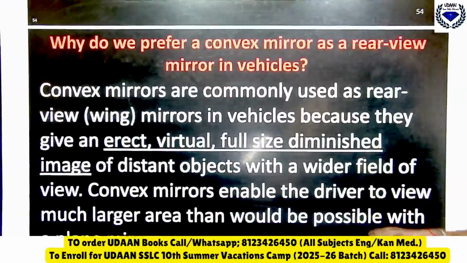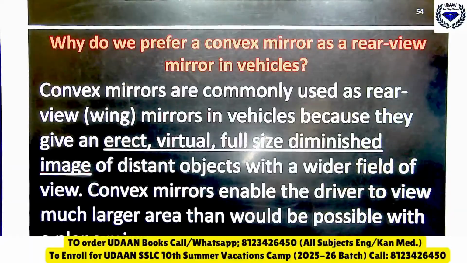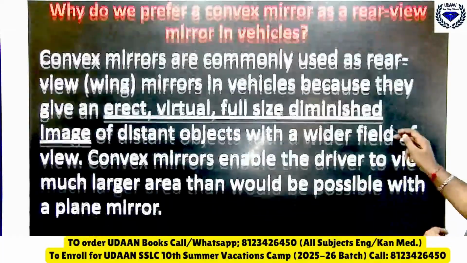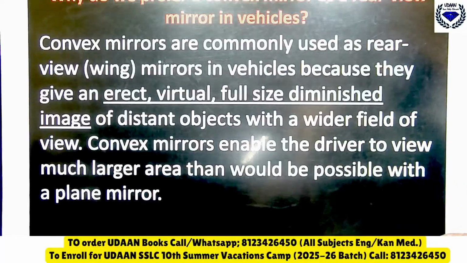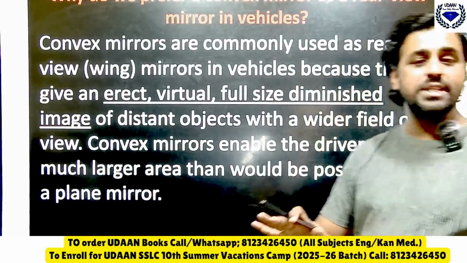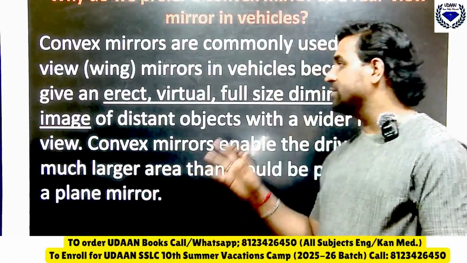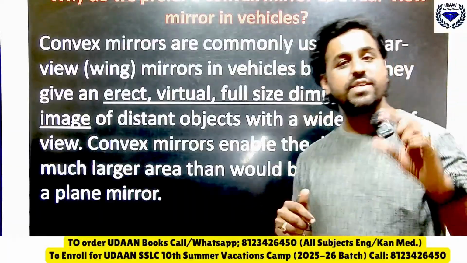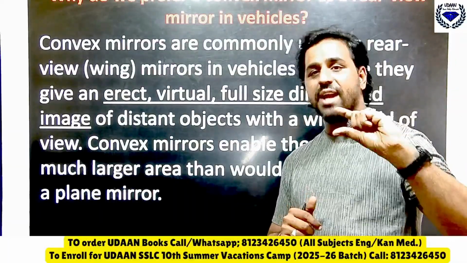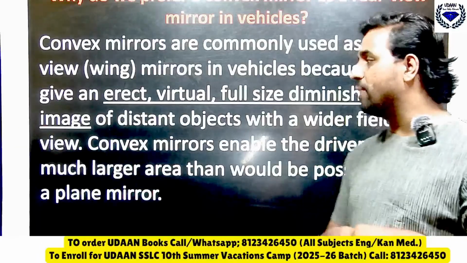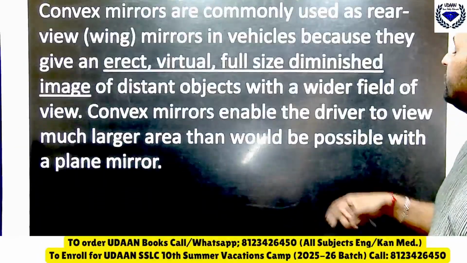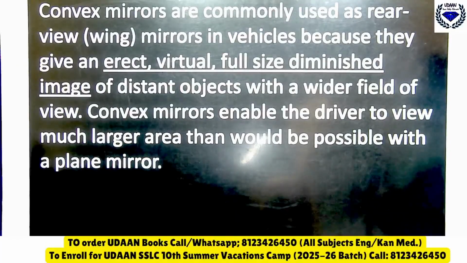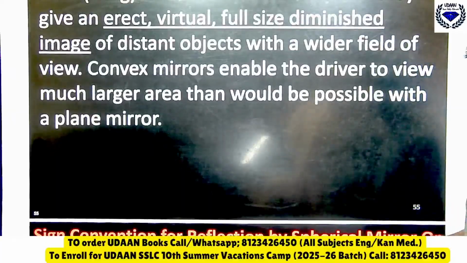Then why do we prefer convex mirror as a rear view mirror in vehicles? Because convex mirrors are commonly used as rear view wing mirrors in vehicles because they give, and this underlined word is important, you know that the convex mirror always gives an erect, virtual, diminished image of the distant object with a wider field of view. Convex mirrors enable the driver to view a much larger area than it would be possible with a plane mirror.